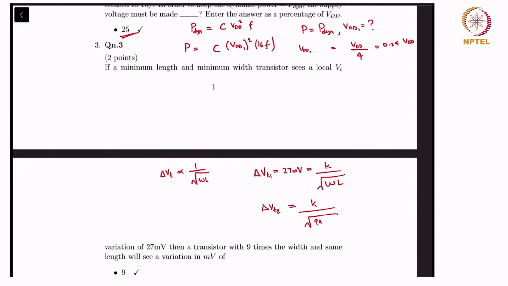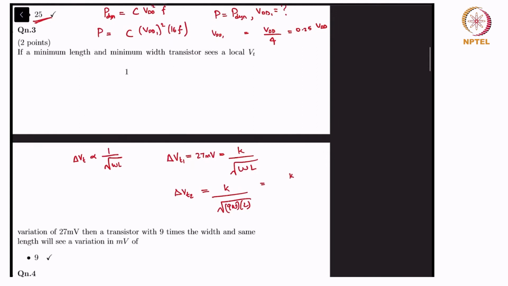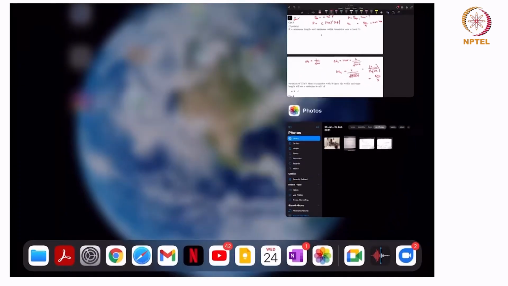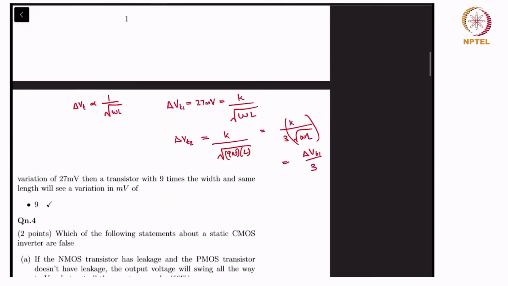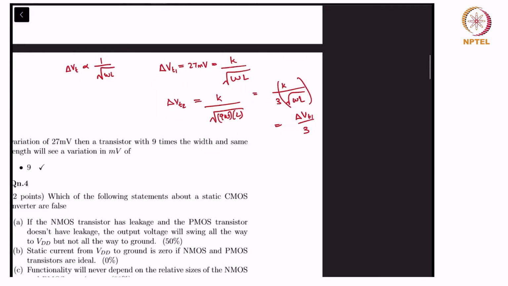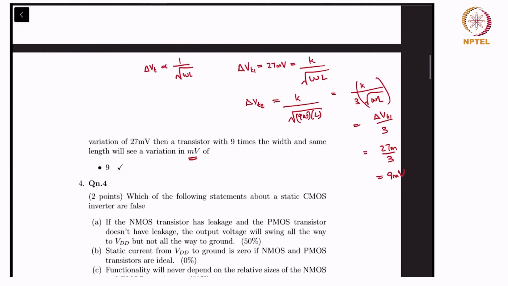Now what is going to be delta VT2 for 9 times the width, 9W times L? This is now going to be K over 3 root WL, which is delta VT1 by 3, right, which is 27 millivolt by 3, which is 9 millivolt. And since we've been asked for the answer in millivolt, the answer is 9.